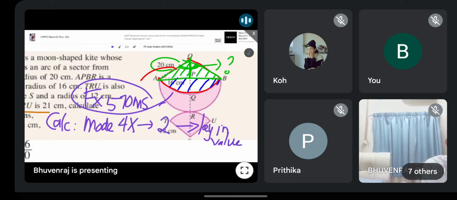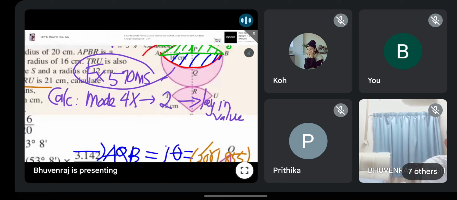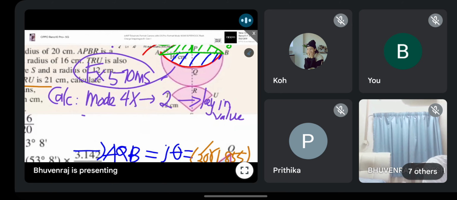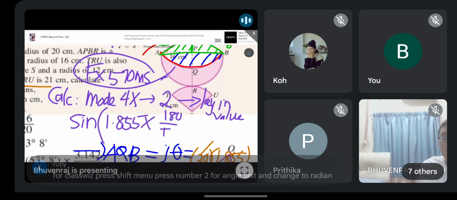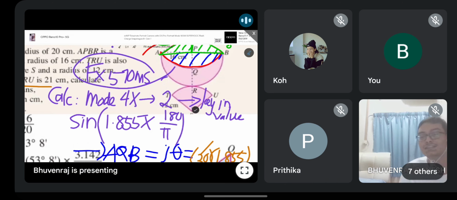All right, now I want to explain about the radian. Guys, just now sine 1.855, right? You can actually change to degree if you want. You just times with 180 over pi. You will get it in degree mode. Okay, some people already told me about the class quiz. So that is the method.